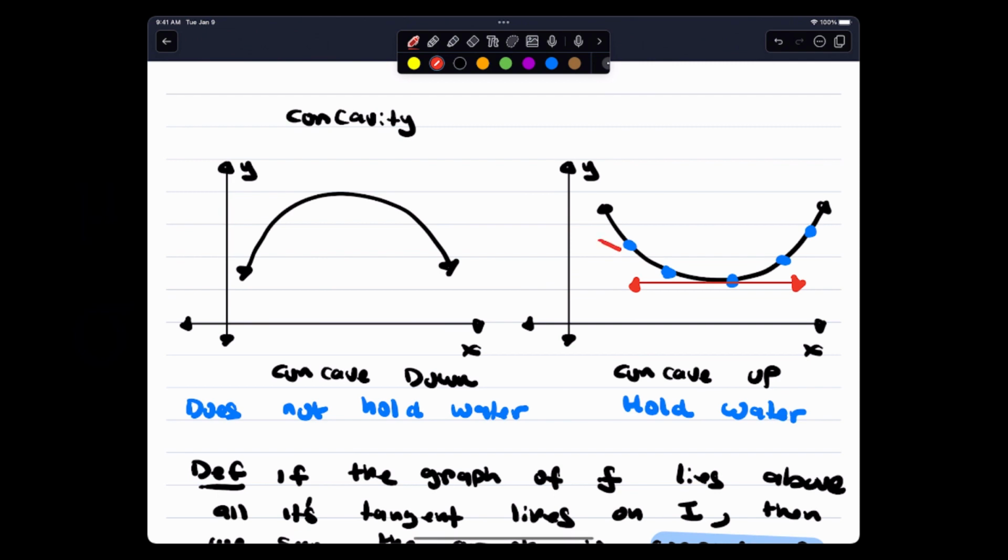But to the left, you have another tangent line, and then you have another tangent line here. So you have all these tangent lines. Try to get that last one in. Okay? Those are our tangent lines. All these tangent lines are below the curve. Is that right? So we say this curve is concave up on that interval.